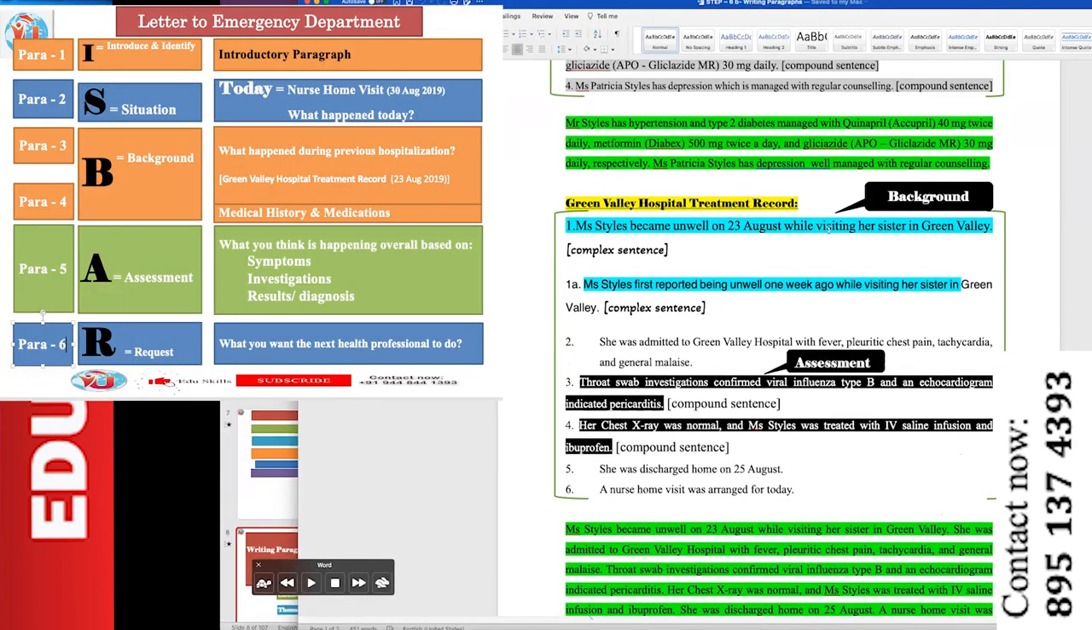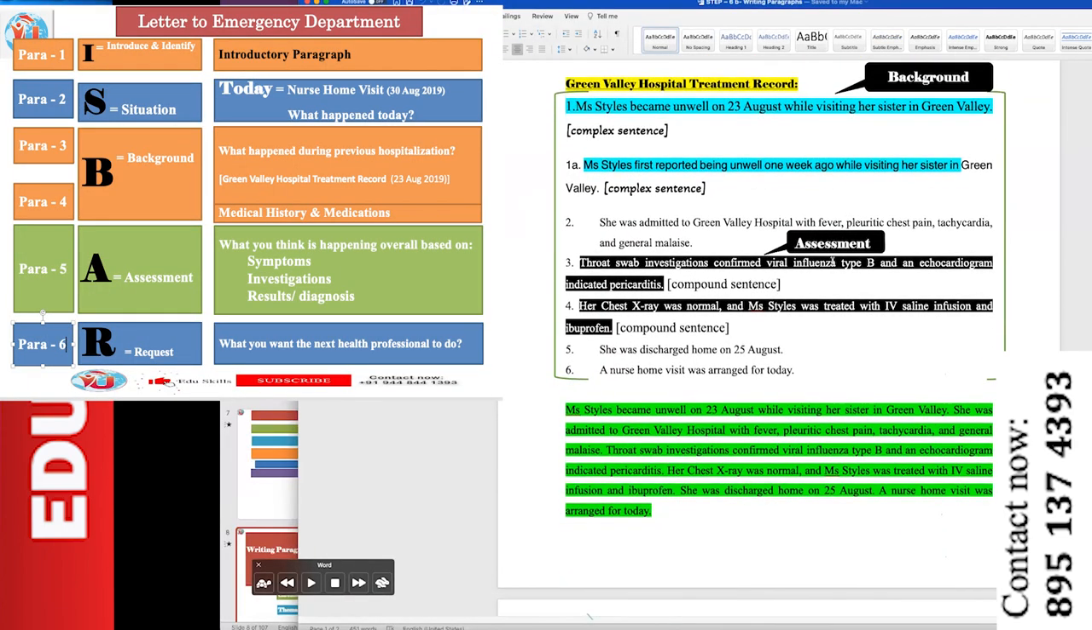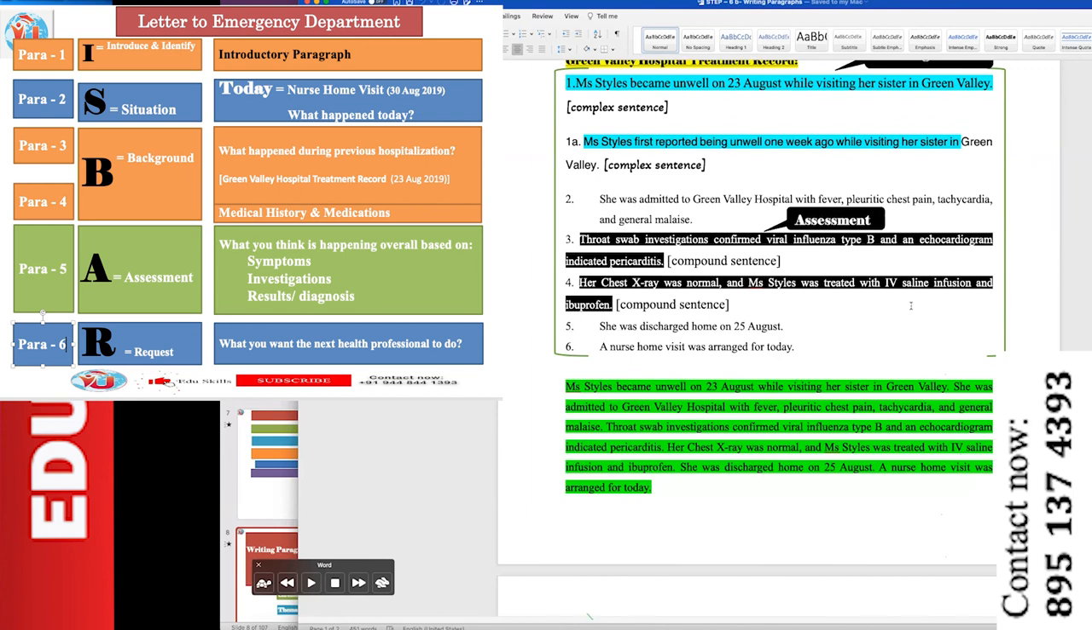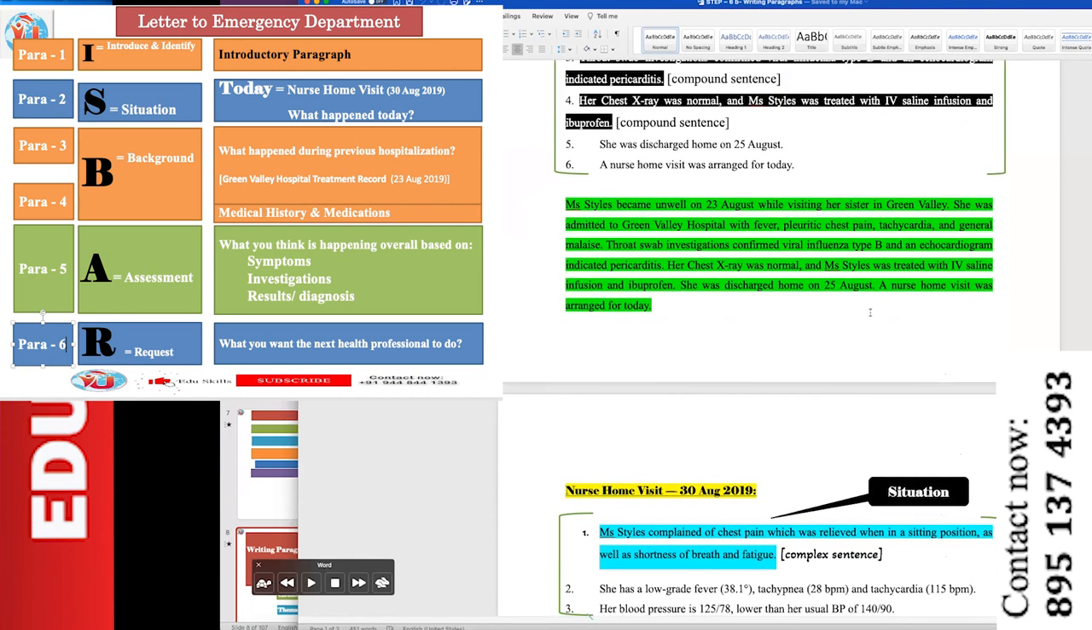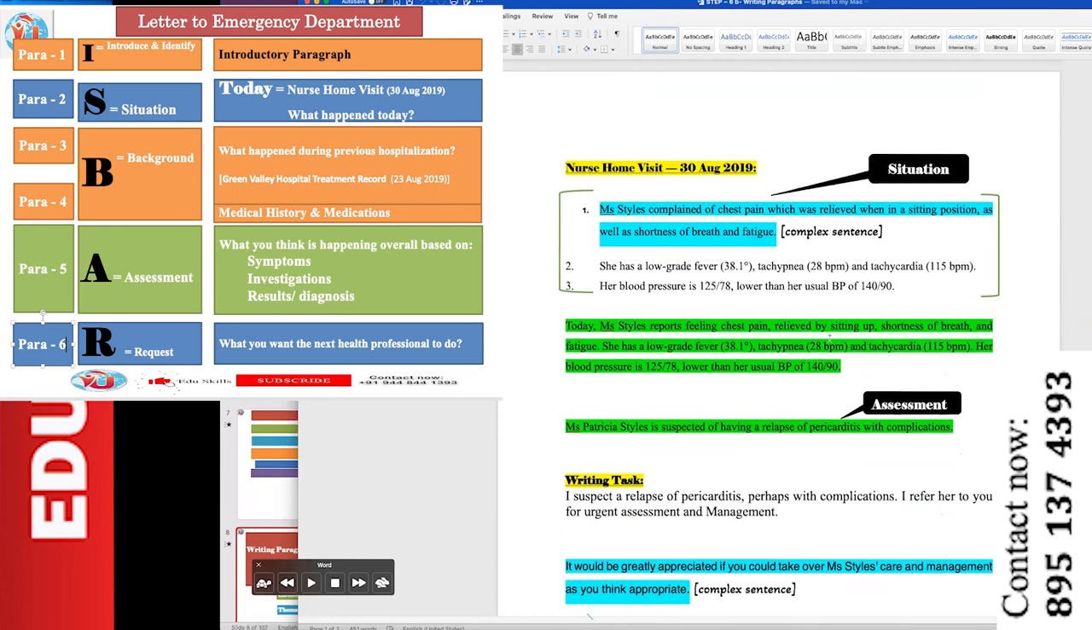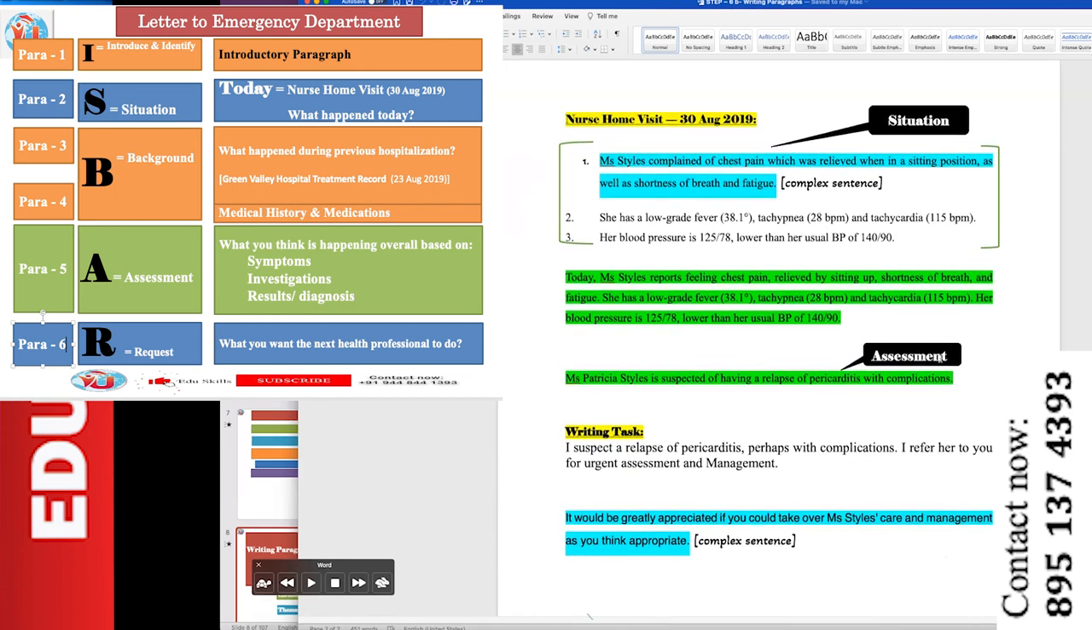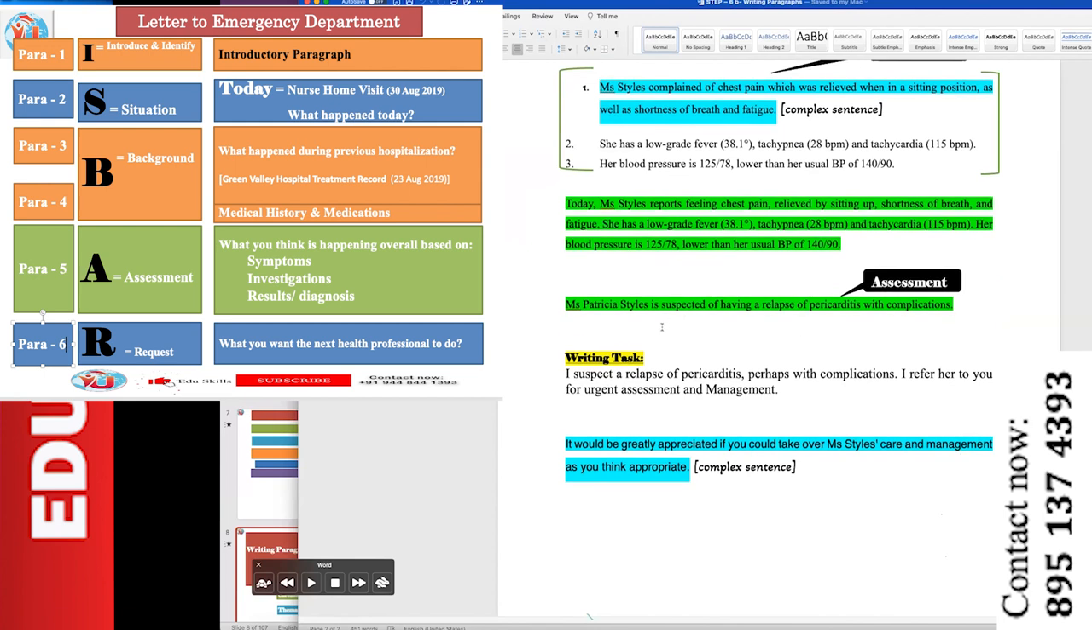So you have this background, medication and medical history. Even the Green Valley Hospital treatment record belongs to the background. Then you have all the vital signs. Assessment means what you feel about it. That is the assessment, where you have to read from all the investigations, results, diagnosis, and say your assessment. Then you have the situation. See, patient visit today, that is the situation. ISBAR. So you have the assessment that Ms. Styles is suspected of having a relapse of pericarditis with complications.